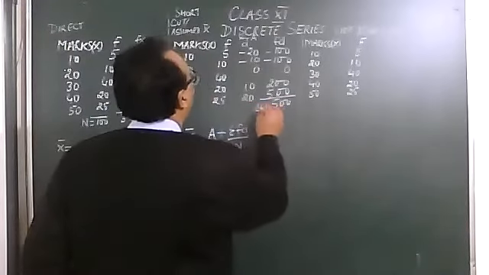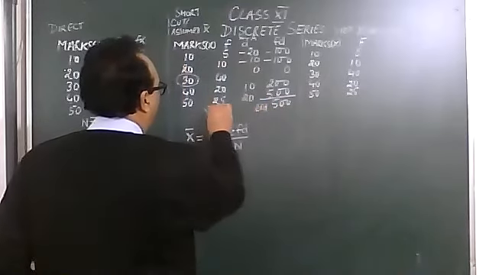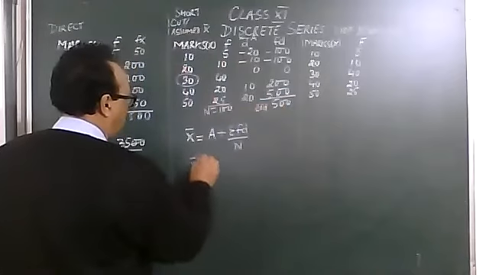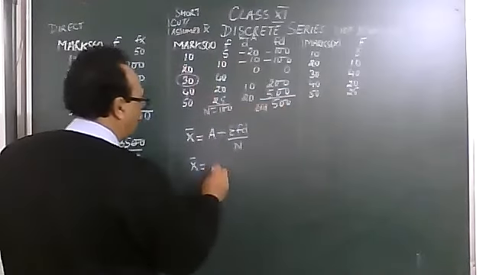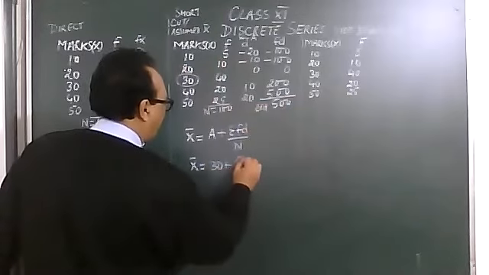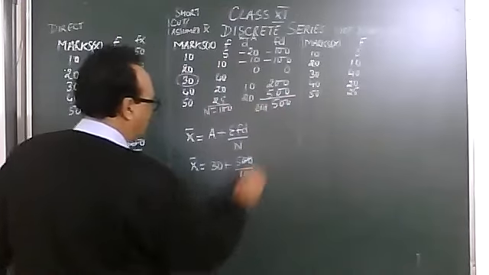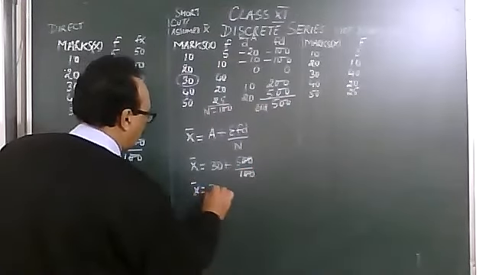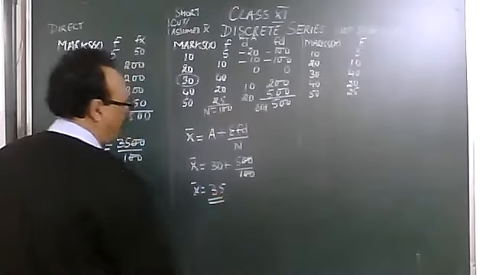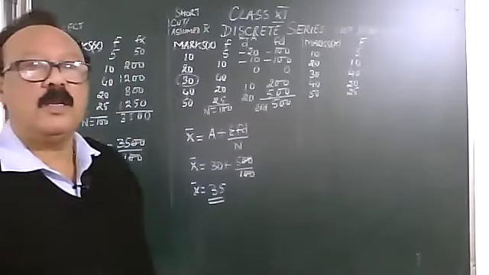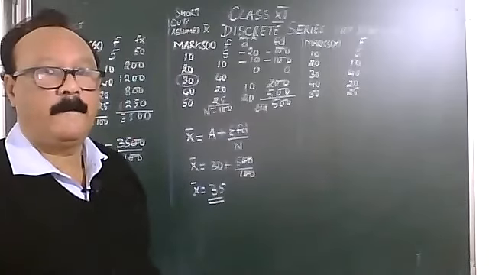Frequency is the same, 100. So here, substitute the values. We assume 30 plus 500 upon 100. 100 and 0 cancel. Mean is equal to 35. This is by the assumed mean, which is also called shortcut method.